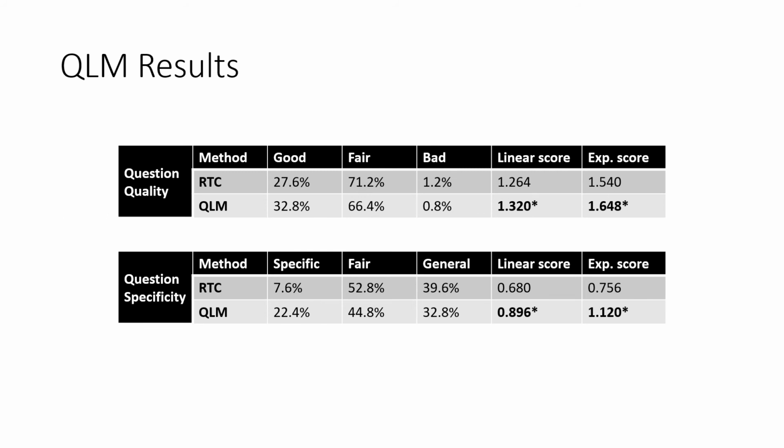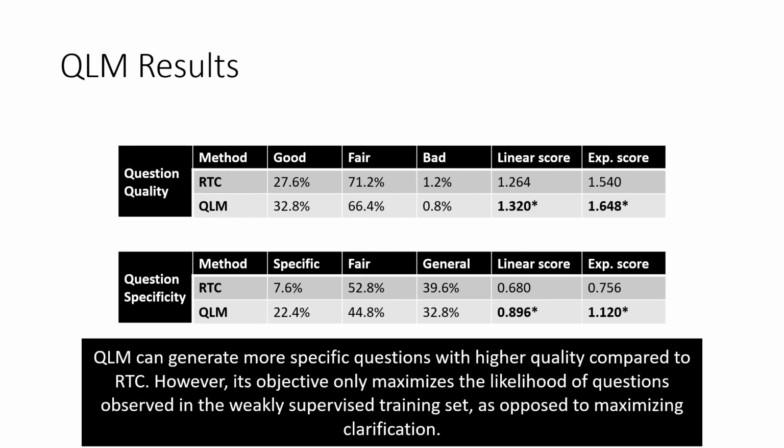We ask the annotators to label the generated questions, and we can see that the quality of the questions improved, and also this model learned to ask more specific questions. And the reason is that this QLM model tries to generalize and identify the entity type information of the aspects and the queries based on the query formulation data. Therefore, QLM can generate more specific questions with higher quality compared to RTC.